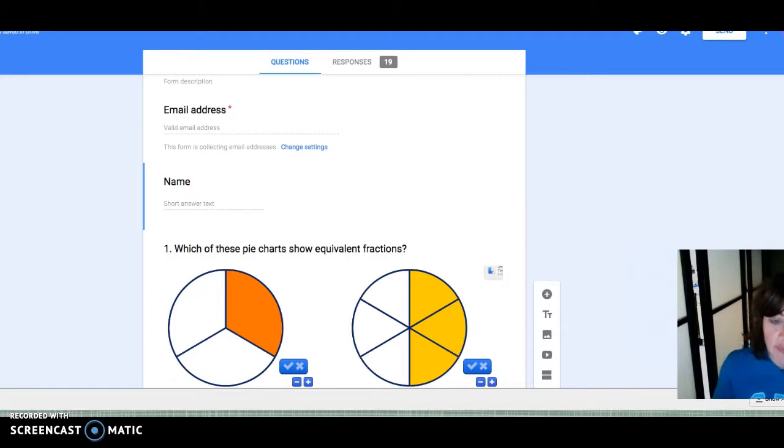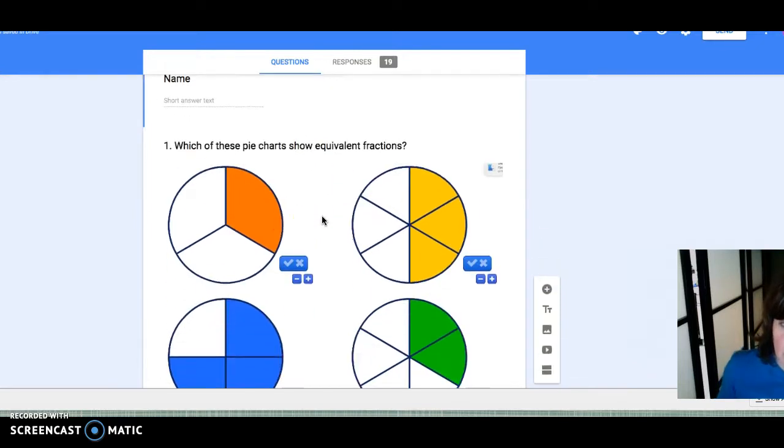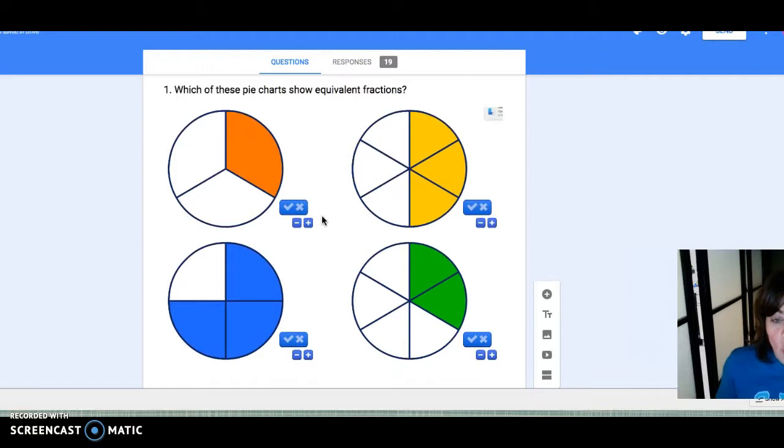So let's begin. The first question here: which of these pie charts show equivalent fractions? Well, looking at these charts, I see that they're divided into a different number of pieces. The orange one is divided into thirds. The one with a part shaded yellow is divided into sixths. The blue one is divided into fourths. Hope you were thinking that. And the green one is divided into sixths, just the same as the yellow one.